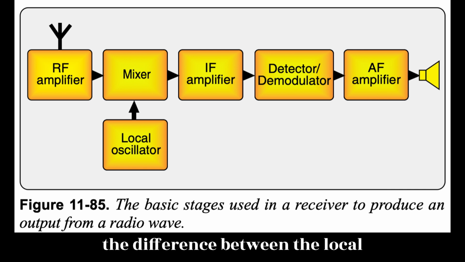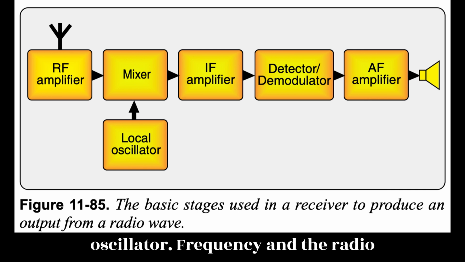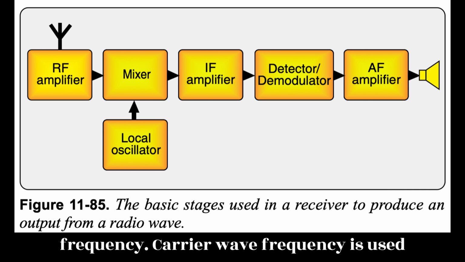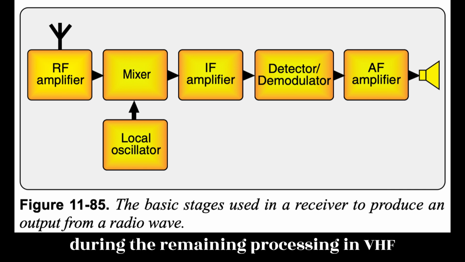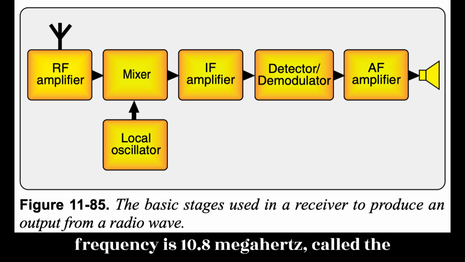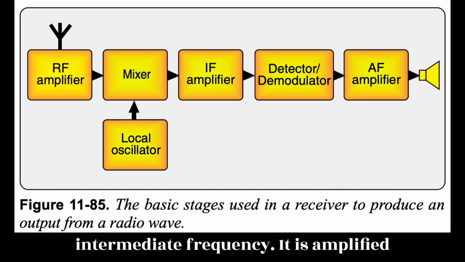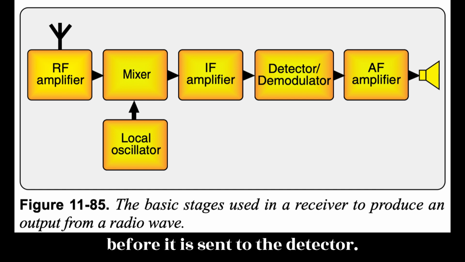The frequency that is the difference between the local oscillator frequency and the radio frequency carrier wave frequency is used during the remaining processing. In VHF aircraft communication radios, this frequency is 10.8 MHz. Called the intermediate frequency, it is amplified before it is sent to the detector.